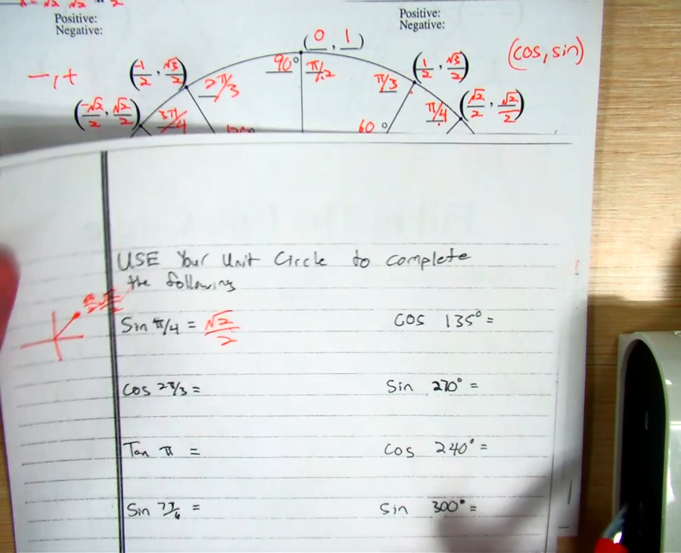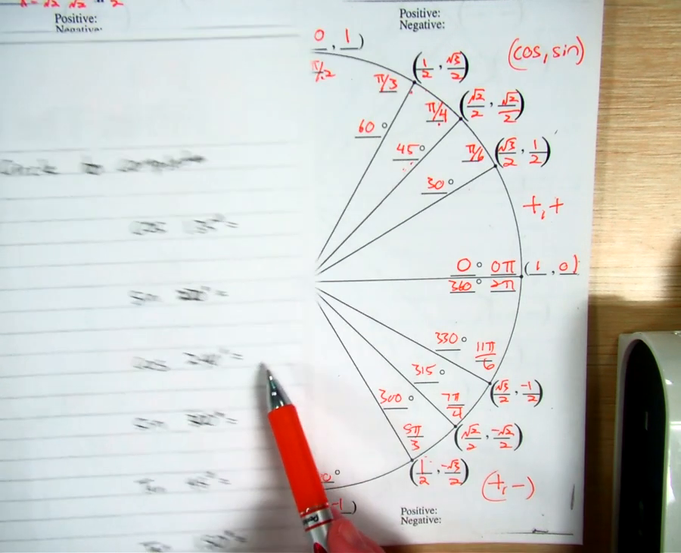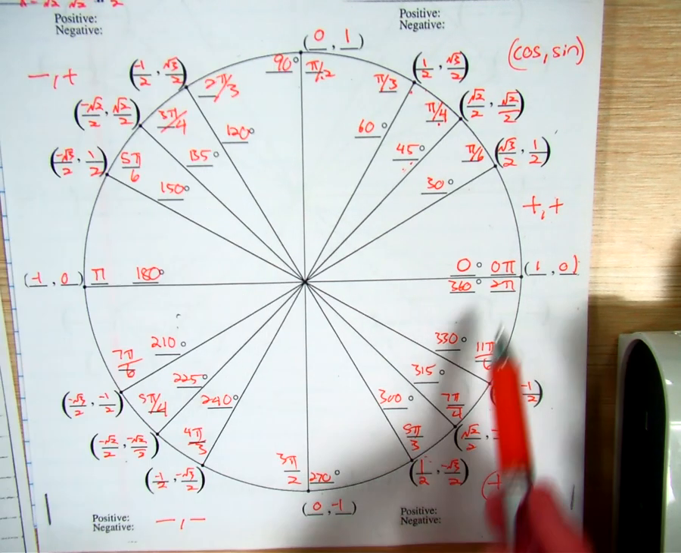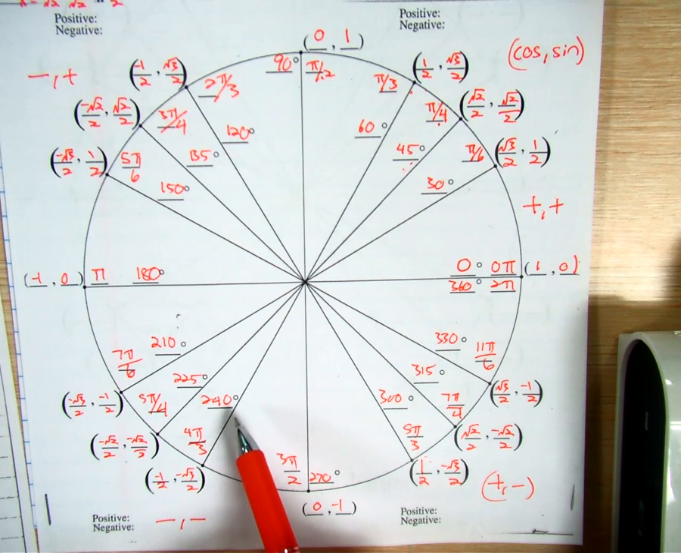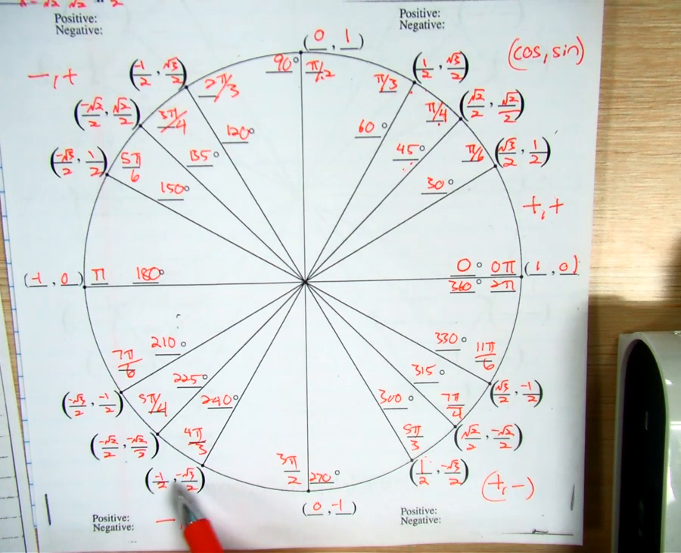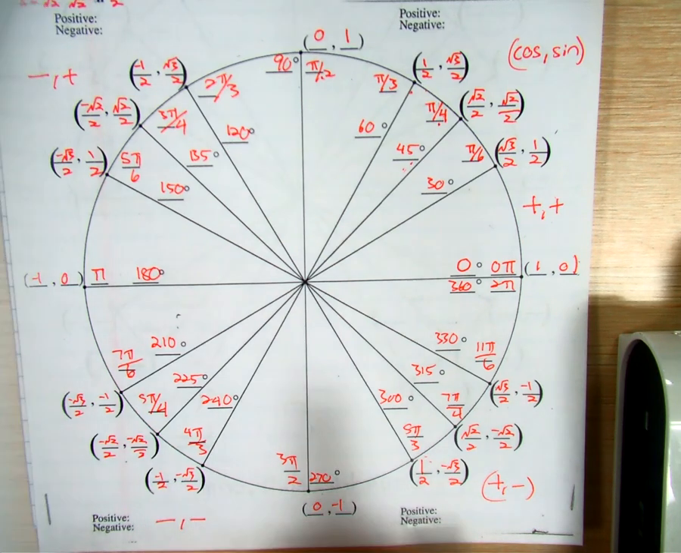Okay, let's go down to cosine 240 degrees. 240 degrees. Boom. Cosine is the x-coordinate. Negative a half.